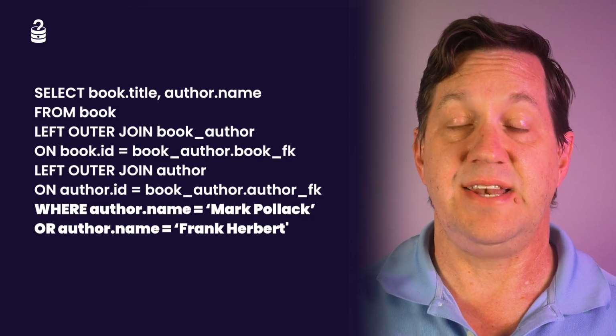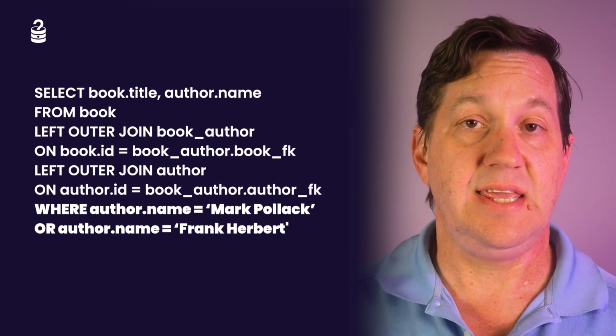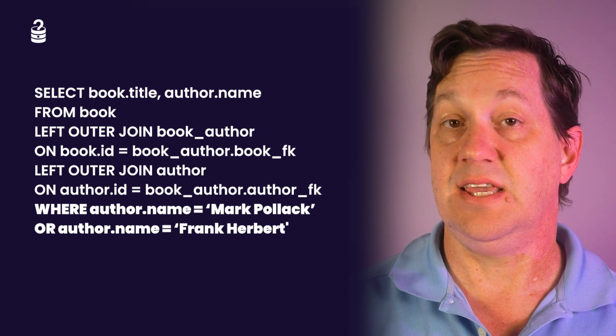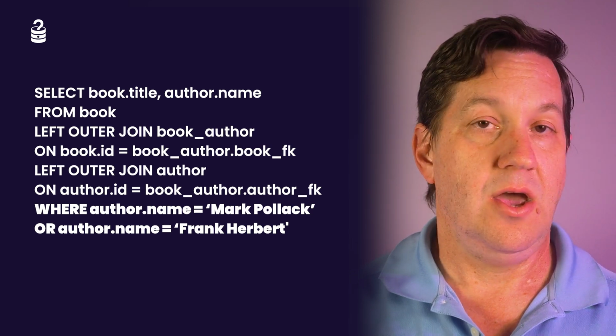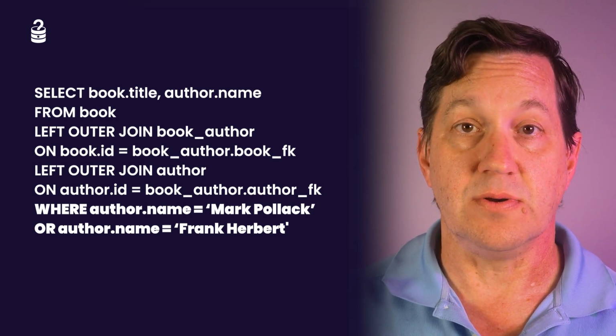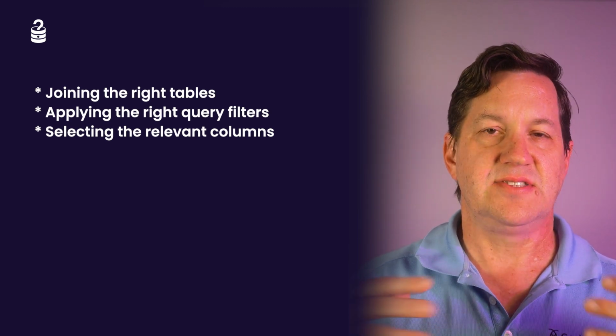Check it out. SELECT book.title, author.name FROM book LEFT OUTER JOIN book_author ON book.id = book_author.book_fk LEFT OUTER JOIN author ON author.id = book_author.author_fk WHERE author.name = 'Mark Polak' OR author.name = 'Frank Herbert'. The gift of writing queries involves joining the right tables, applying the right query filters, and then selecting the relevant columns. That's not complicated, but it does require understanding the semantic relationship between tables.